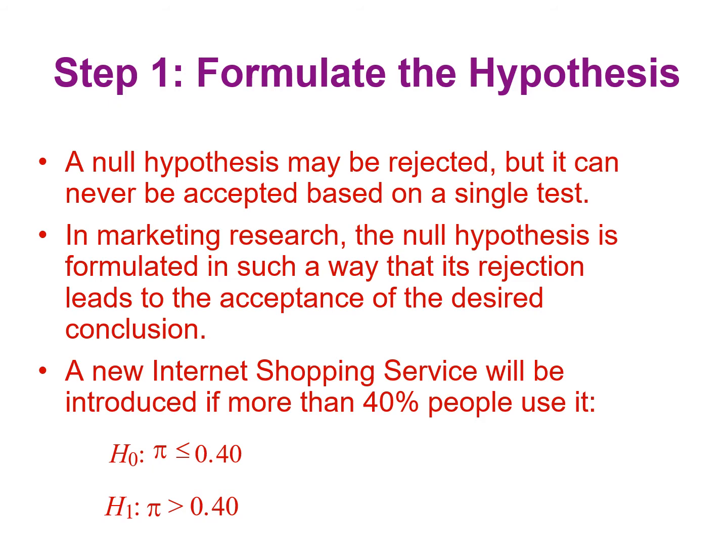The first step is to formulate the hypothesis. Here the example is about a proportion. New internet shopping services will be introduced to more than 40%. This is the statement we are to discuss. The null hypothesis is less than or equal to 40%, and the alternative is greater than 40%.